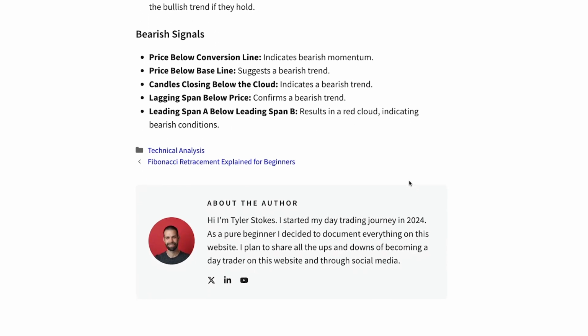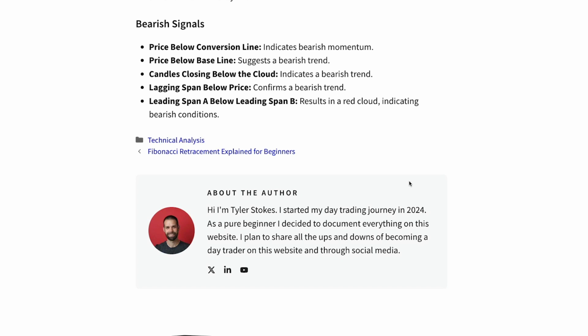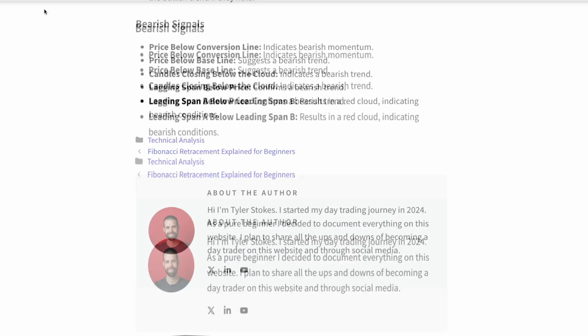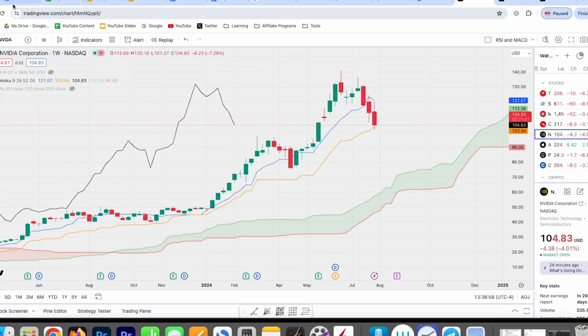And then the bearish signals. If price is below the conversion line, obviously that's bearish. Price below the baseline, that's bearish. Candles closing below the cloud, that can indicate a bearish trend. And then the lagging span is below the price. We talked about that. That is not a good sign either. And then leading span A is below leading span B. That would indicate that we've got a red cloud in our chart. So let's jump over and we'll just look at some of these charts here.